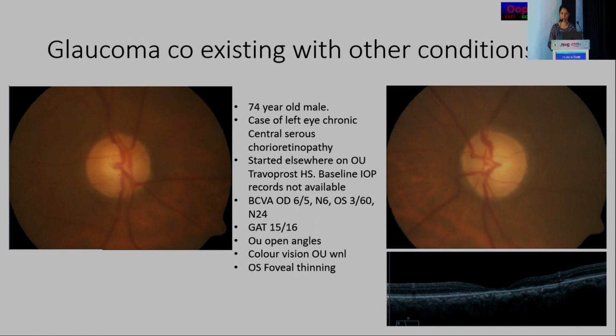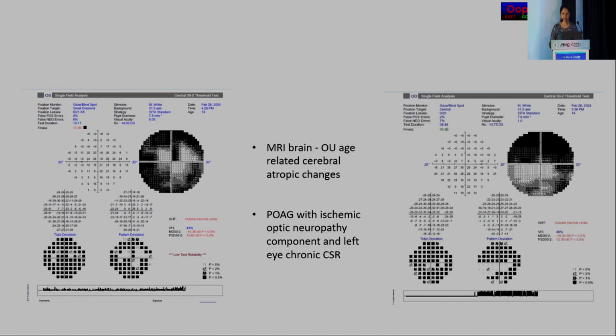This is a 75-year-old male with right eye inferior rim thinning and subtle pallor in both eyes. These were the fields showing a superior altitudinal defect in the right eye and paracentral and inferior defects in the left eye. MRI brain was normal. So this was primary open angle glaucoma with an ischemic optic neuropathy component and a left eye chronic CSR also.